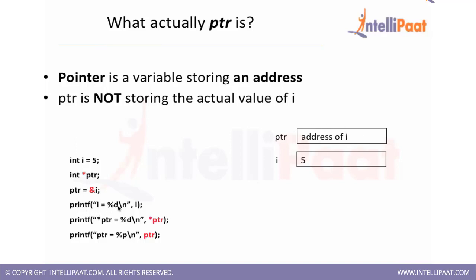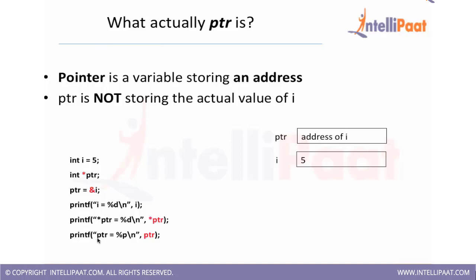printf("i = %d", i); printf("*ptr = %d", *ptr). Now how do I interpret this? I interpret it as value at address of ptr. So the value at address ptr is whatever is stored in i. So the value at address of i is 5, so it will print 5.